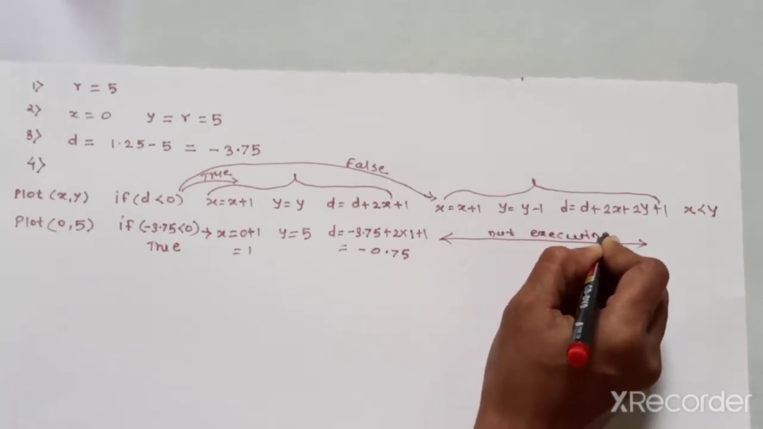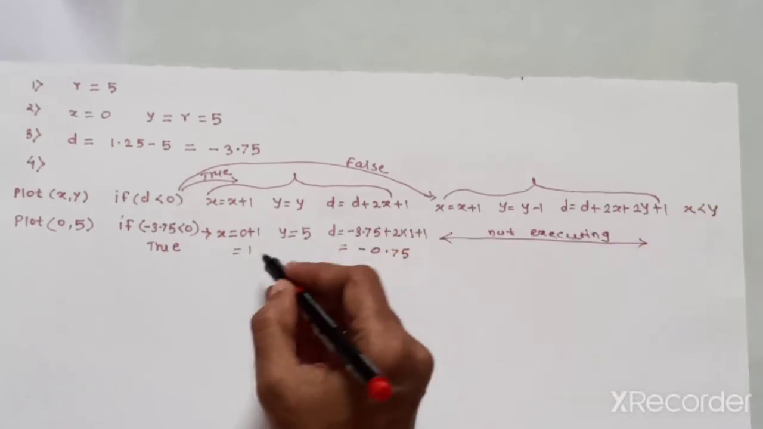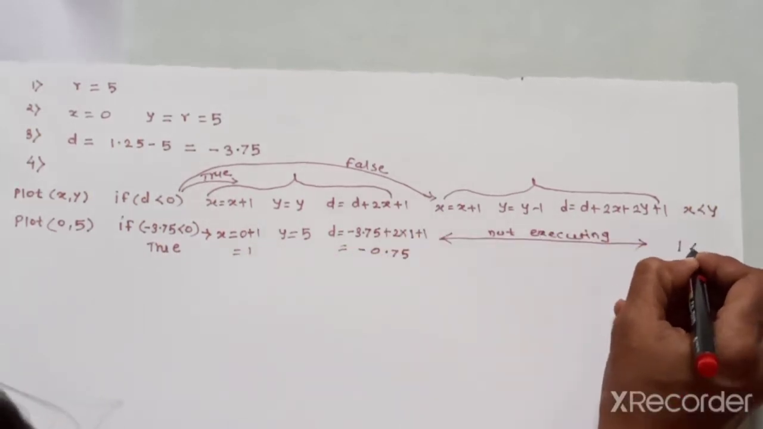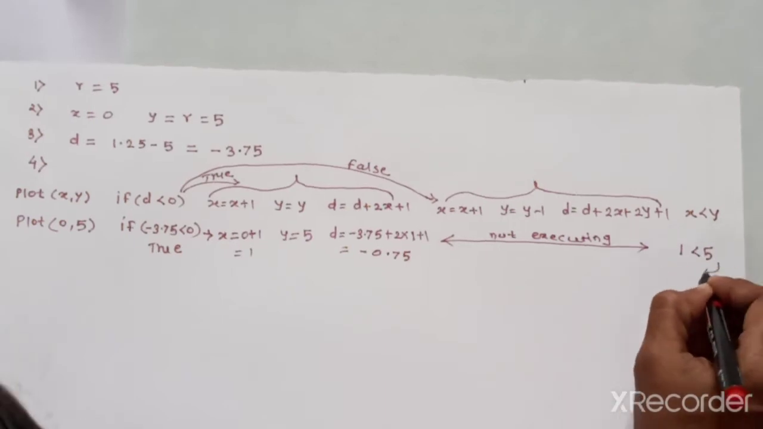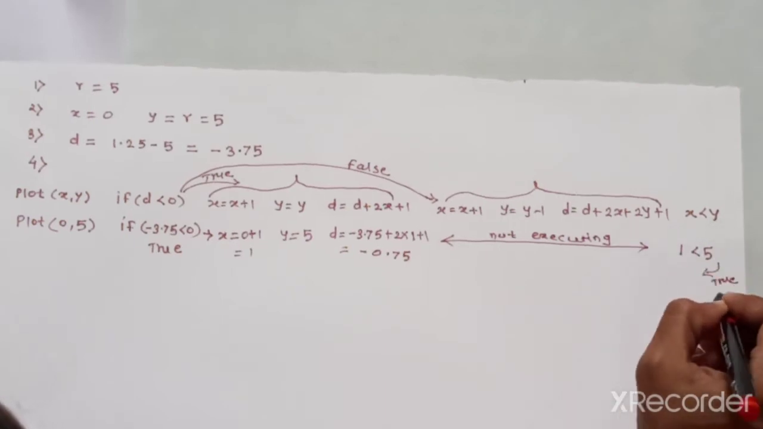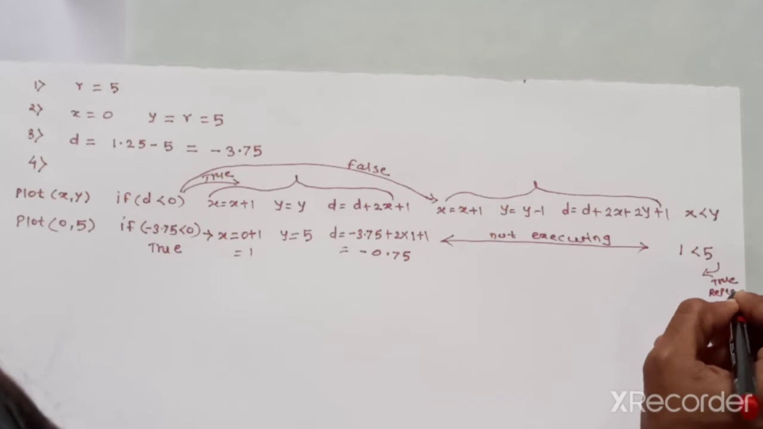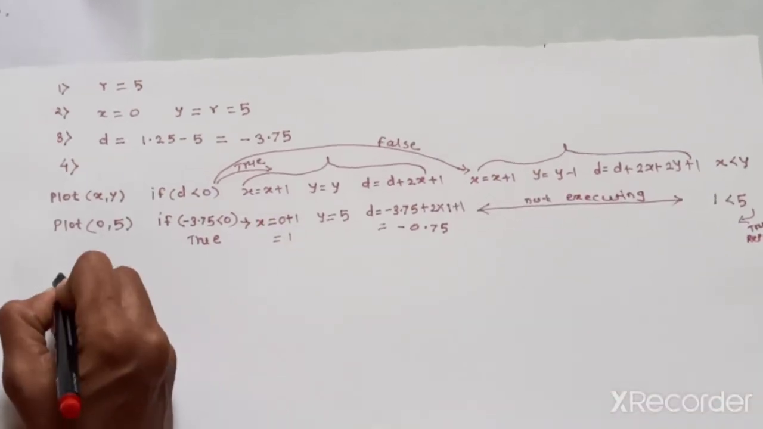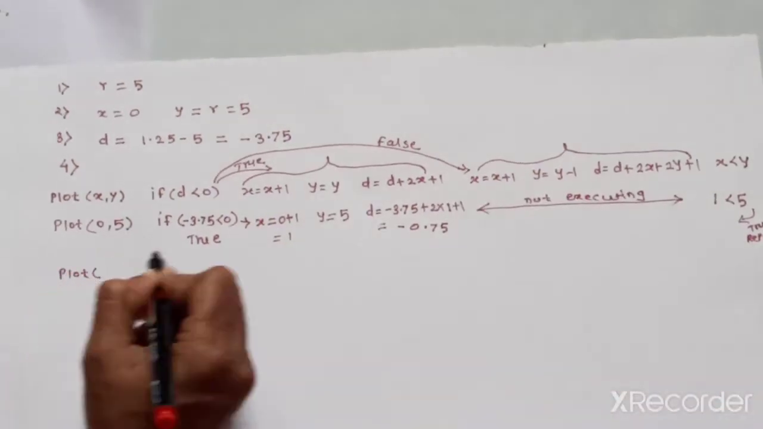Now we want to check the condition whether x is less than y or not. The x value is 1. It is less than the y value 5. So it is true. We have to repeat. Go for writing once again the same. Here is the plot. What is the value of x?